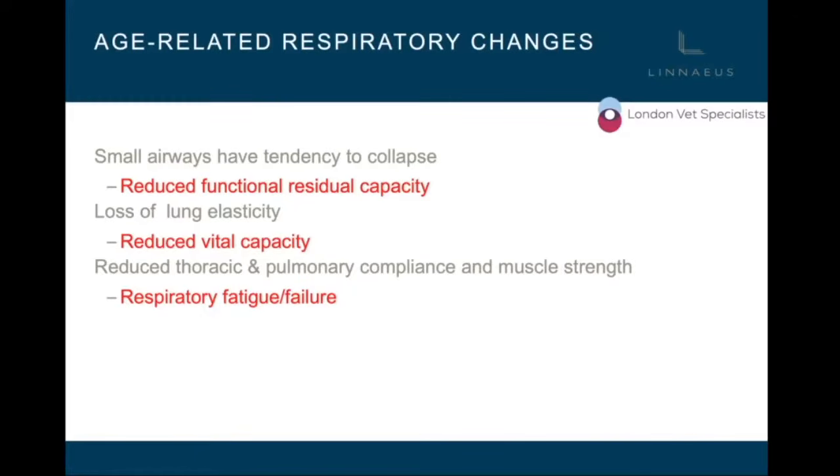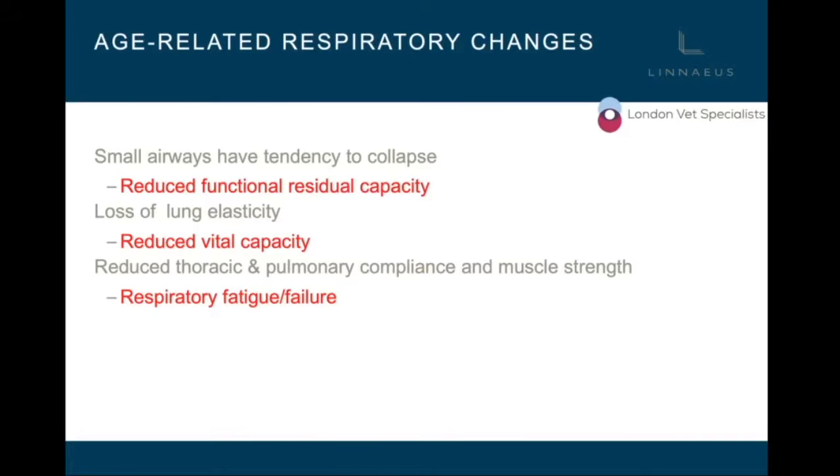So age-related respiratory changes include the fact that smaller airways have a greater tendency to collapse in older animals, which may reduce our functional residual capacity, so reduce this air store and make the animal less tolerant of apnea. The lungs also become less elastic, so they become more difficult to expand. To top up your normal tidal volume, you may take deeper breaths, but if the lung is less elastic, this ability may be reduced.